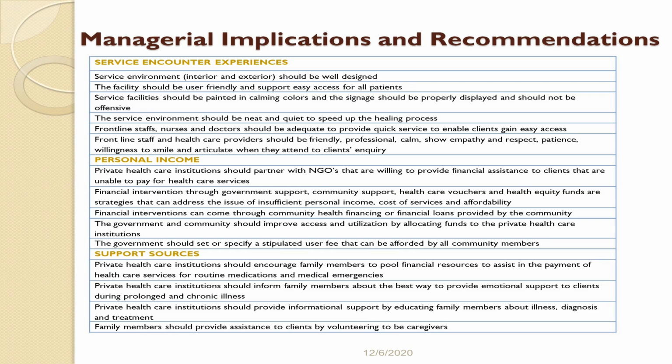Also, the government and community should improve access and utilization by allocating funds to the private healthcare institutions. With regards to support sources, private healthcare institutions should encourage family members to pool financial resources to assist in the payment of healthcare services for routine medications and medical emergencies. Private healthcare institutions should also provide informational support by educating family members about illnesses, diagnosis, and treatment, and they should also inform family members to provide assistance to clients by volunteering to be caregivers.